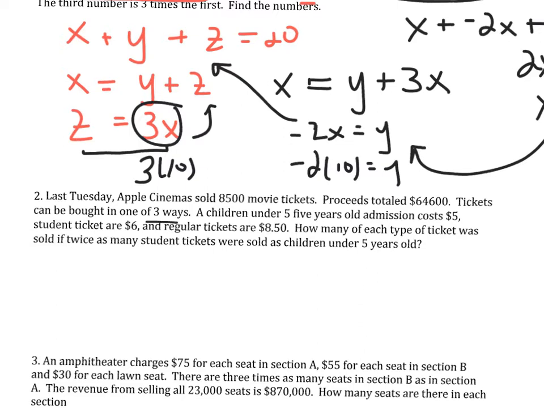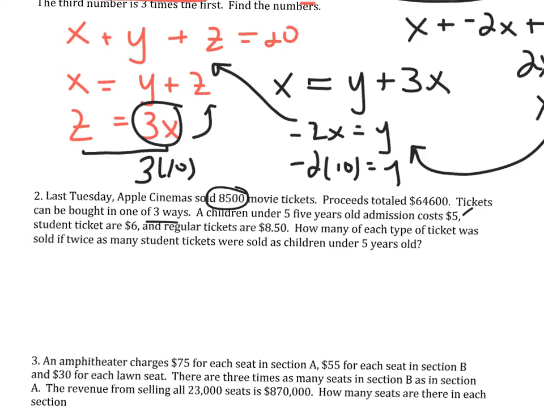Okay, so this is your hint that you have your first equation. A child under 5 years old costs $5. Okay, so we got one part there. Student tickets are $6 and regular tickets are $8.50. How many of each type of ticket was sold if twice as many student tickets were sold as children under 5 years old? Okay. So first of all, we sold 8,500 movie tickets.